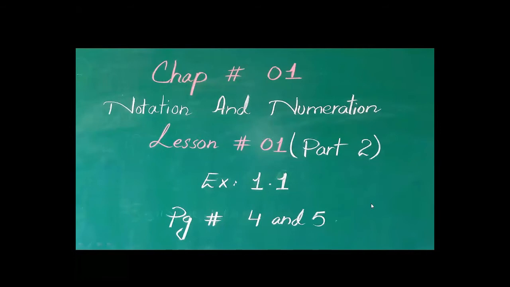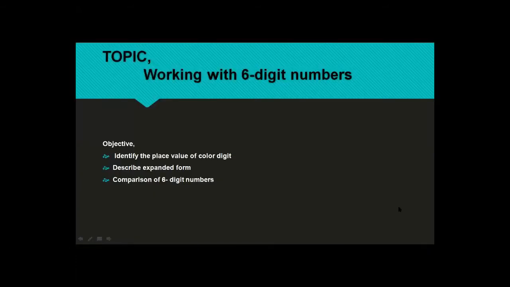Okay. So, firstly, before starting today's lesson, I will give you some review about yesterday's lesson. Today's topic is again working with 6-digit numbers that we already learned yesterday. So today's objectives are: number 1, identify the place value of the colored digit. Number 2, describe expanded form. And number 3 is comparison of 6-digit numbers. These are the objectives of today's lesson.